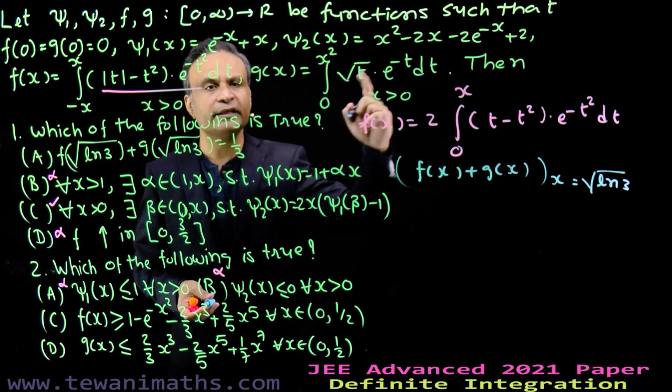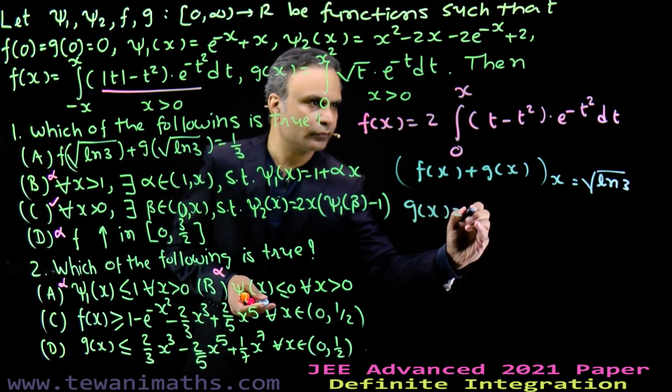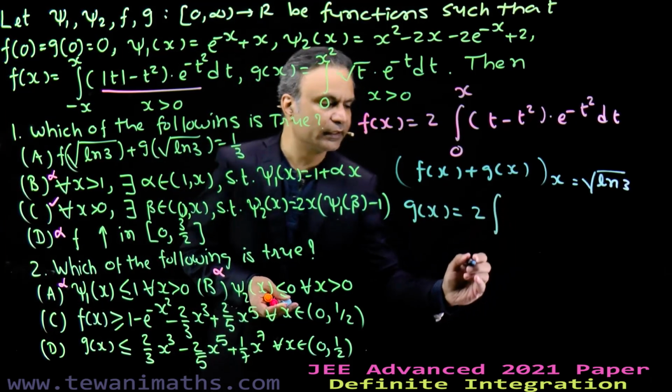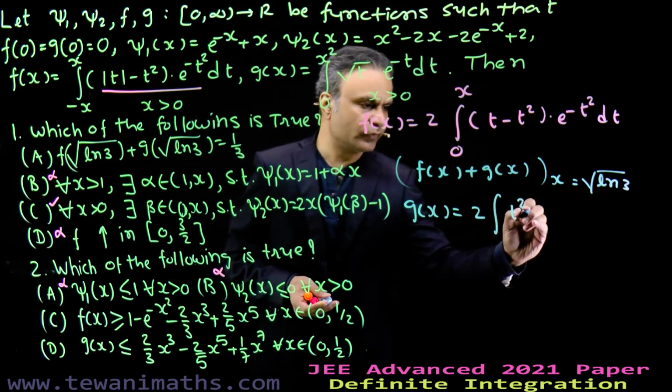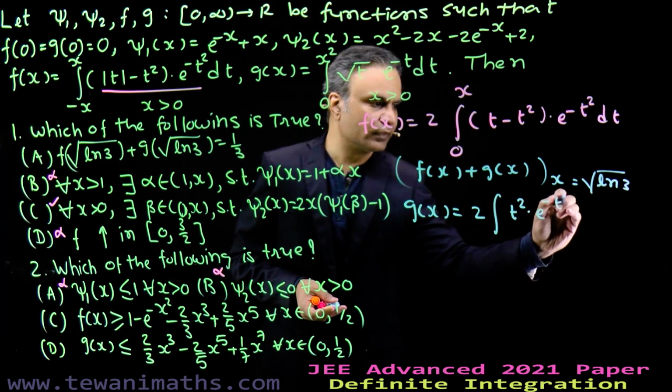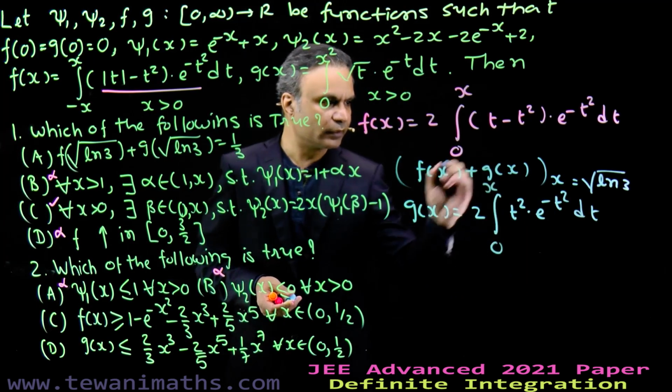In this replace t with t square, we find gx is equal to 2 multiplied by integration of t square into e power minus t square, having lower limit 0 and upper limit x.